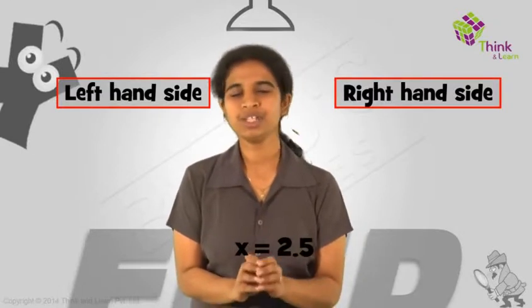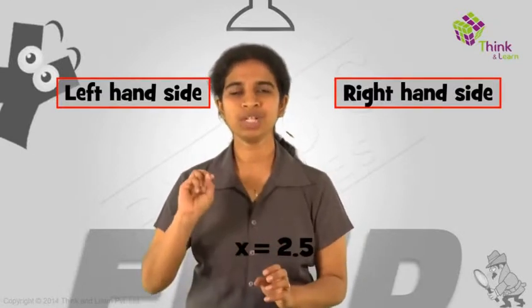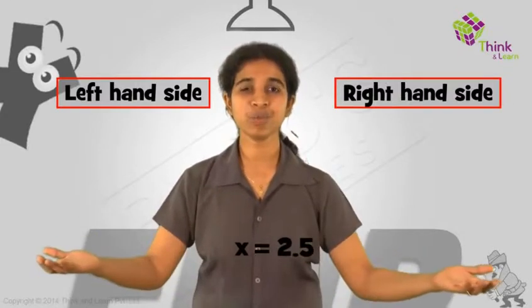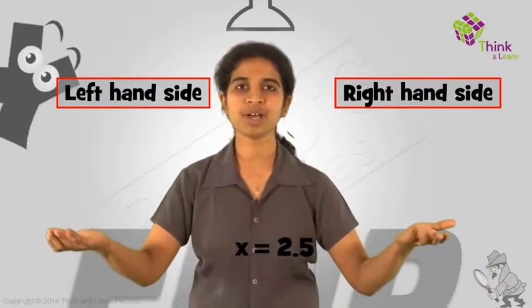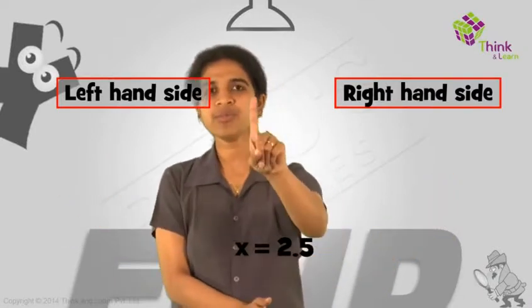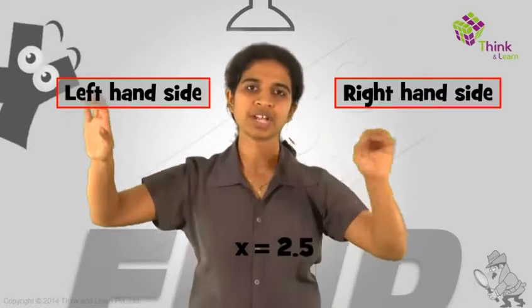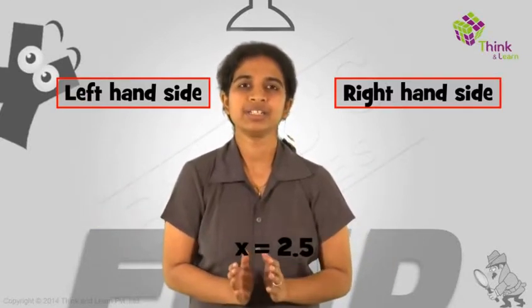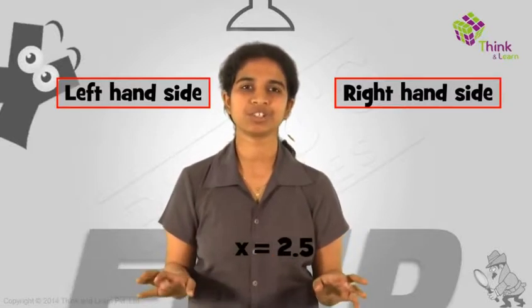Your aim is to be left with only x on one side and only a number on the other side, right? Because then the two pans are balanced, then x is equal to the number. That means you know the value of x. And there's only one rule, which is whatever you do on the left hand side, you need to do on the right hand side as well. And it's done. That is all that it takes to solve the equation.